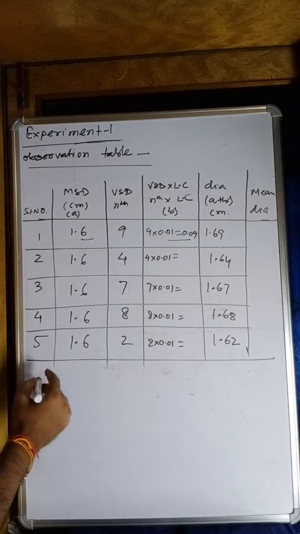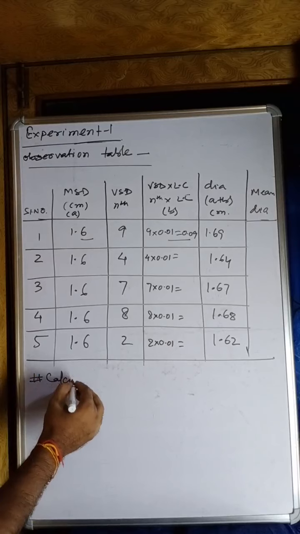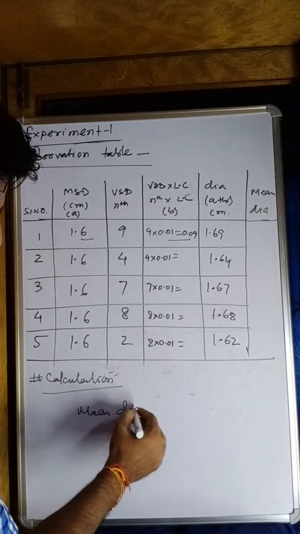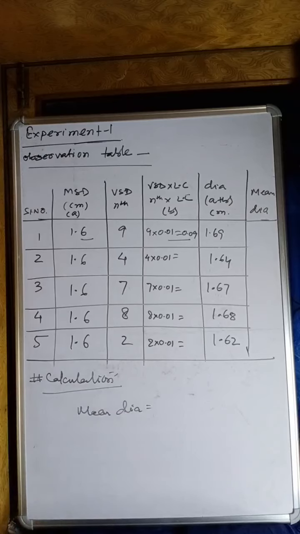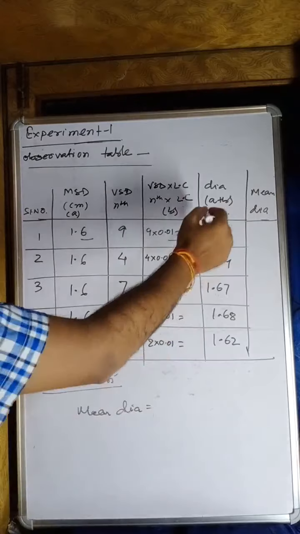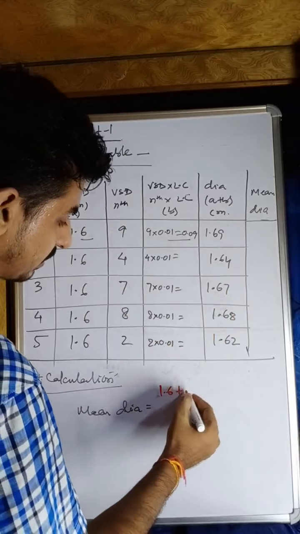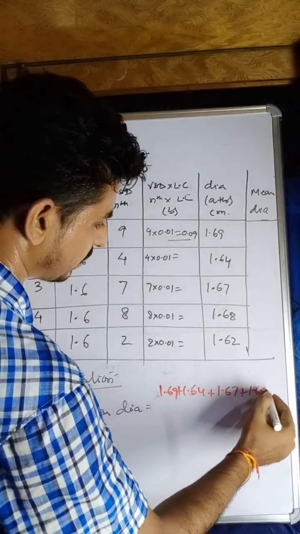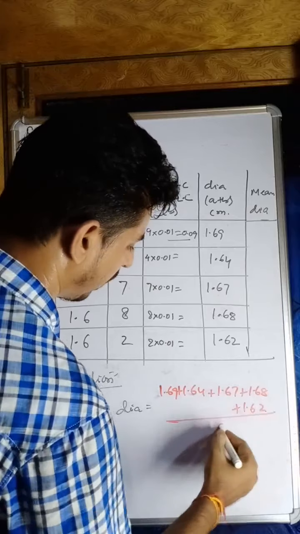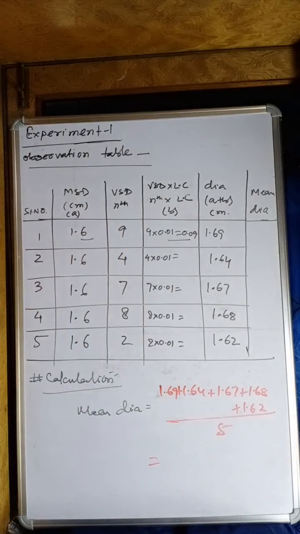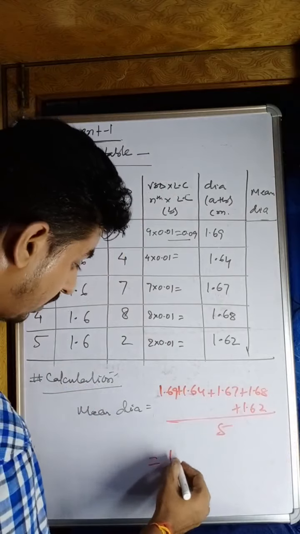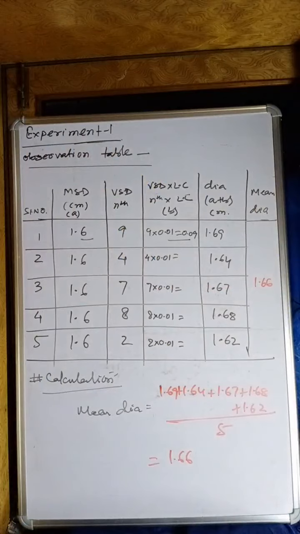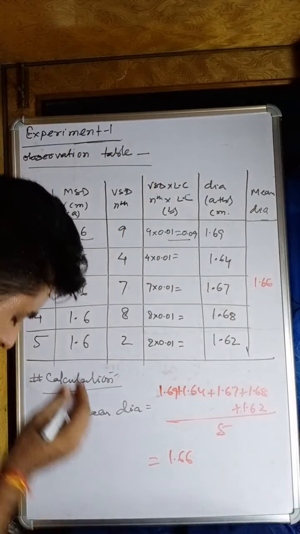Now on the basis of this we will do the calculation. So the mean dia, my dear students, that is the mean diameter. We can write by adding all these values: 1.69, 1.64, 1.67, 1.68 and 1.62, divided by how much? It is 5. After the calculation we got the value 1.66 centimeter. And this is our result, my dear students. Finally we land up at the result.